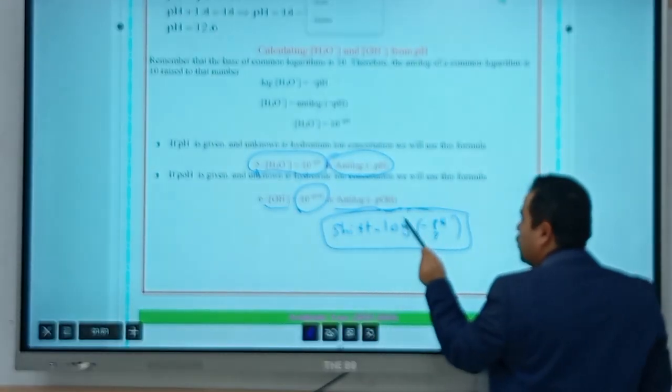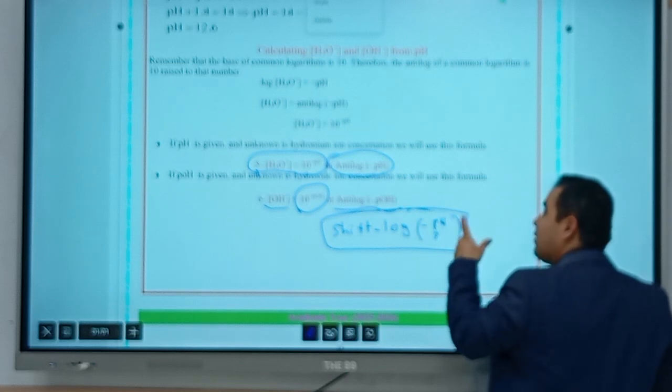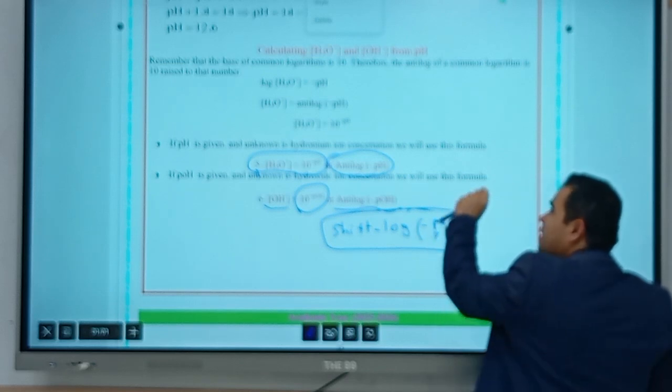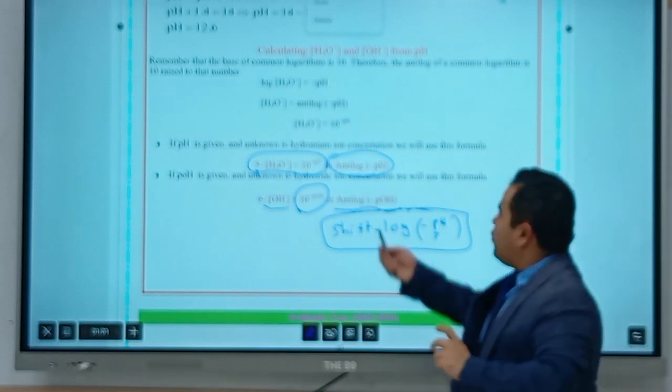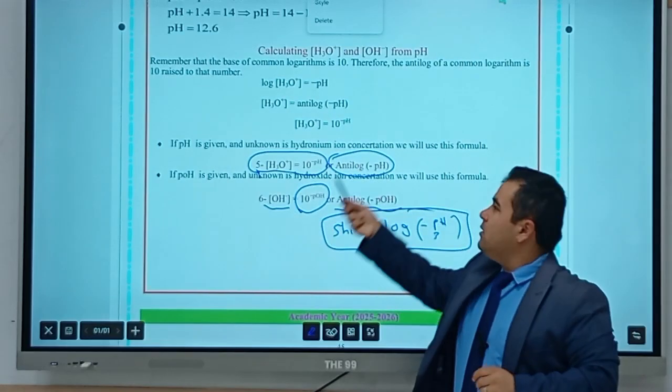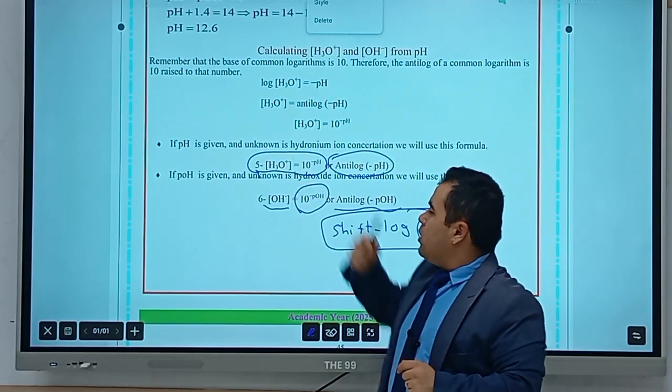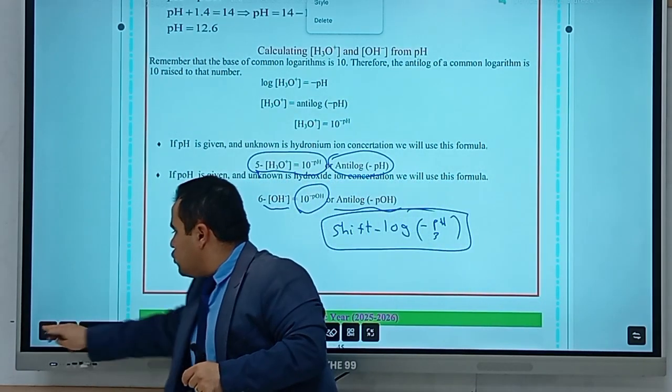Shift, then log, minus, open a bracket, minus the value. If it's for pH or pOH, both the same. Antilog of minus pOH, you'll get the hydroxide. Antilog of minus pH, you'll get the hydronium of the solution.